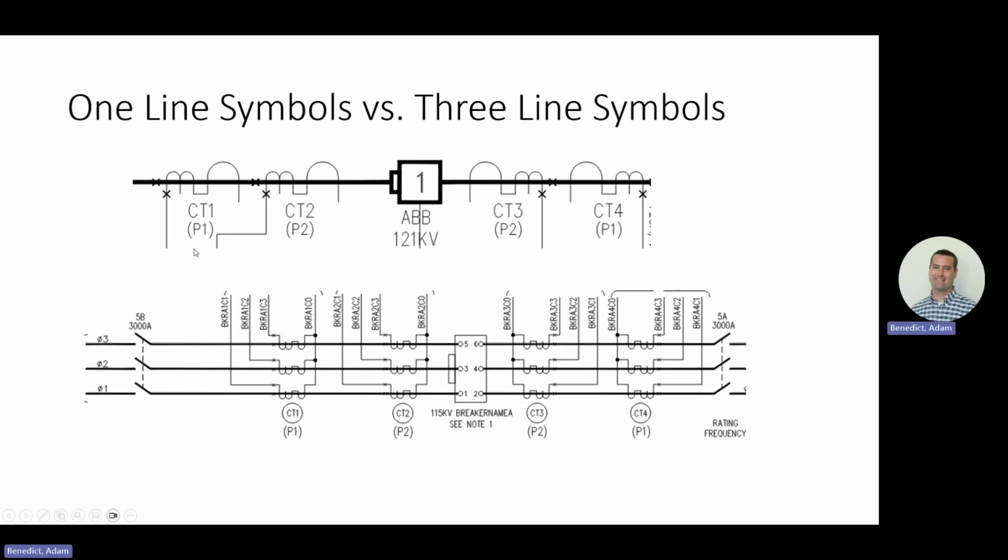One line symbols versus 3 line symbols are not going to look a ton different, other than just bigger with more detail. You can tell based on the one lines that this is your disconnect switch. The dashed line means gang operated. Here's your breaker, it's just adding the bushings. And then you're seeing your CTs with some more detail, even with some taps and phasing info, wire label info.